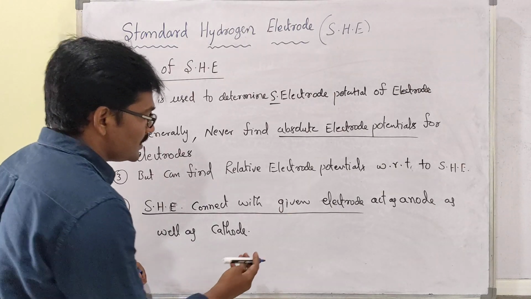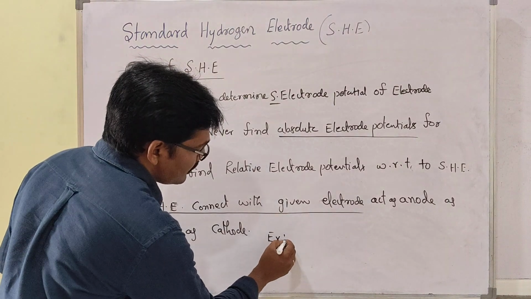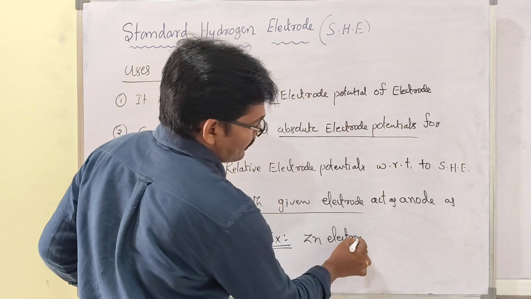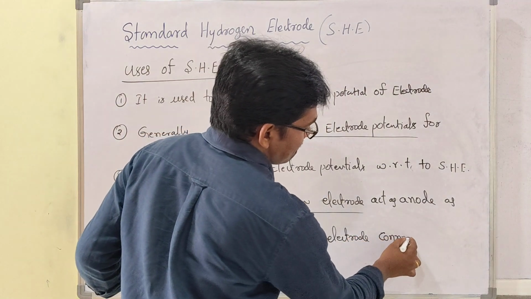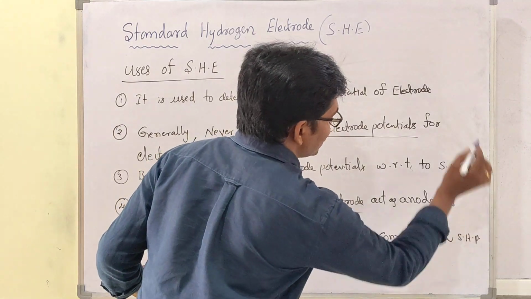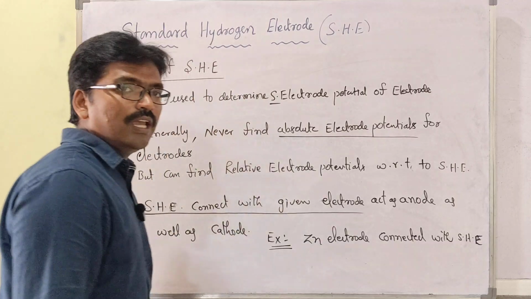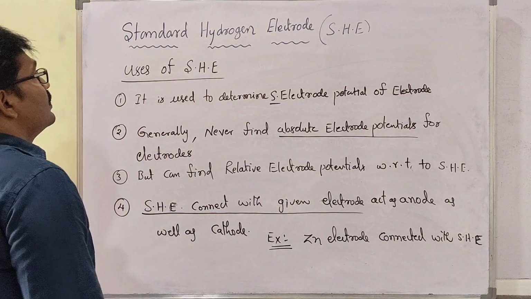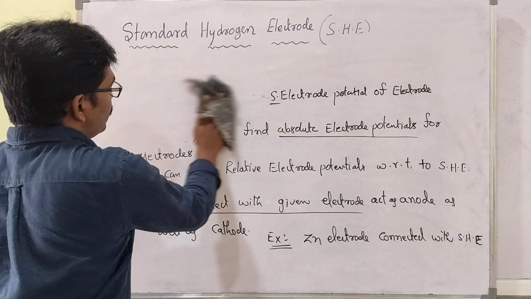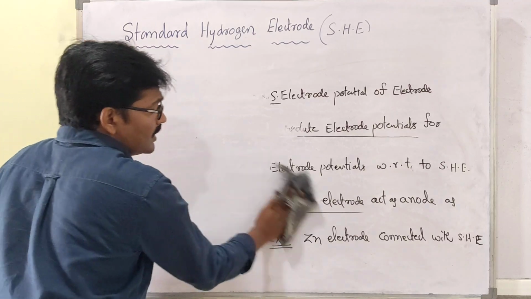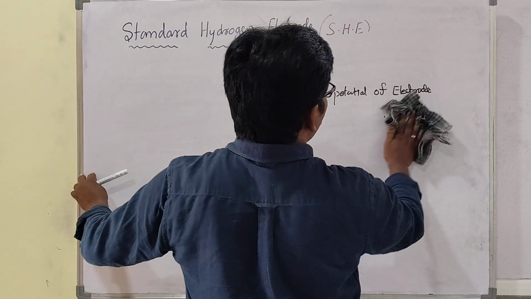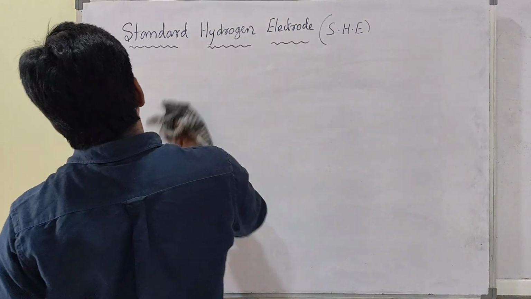Then I will see, in case of a given electrode, one of the examples: zinc electrode connected with SHE. SHE తో కనెక్ట్ చేస్తే ఎలా ఉంటుంది, that we will see now, one of the examples. Zinc electrode కనెక్ట్ చేస్తే స్టాండర్డ్ రిడక్షన్ పొటెన్షియల్ వాల్యూస్ని ఎలా ఫైండ్ అవుట్ చేయొచ్చు, ఎగ్జాక్ట్గా లేదా రిలేటివ్ ఫైండ్ అవుట్ చేయొచ్చా, so that we will see now.